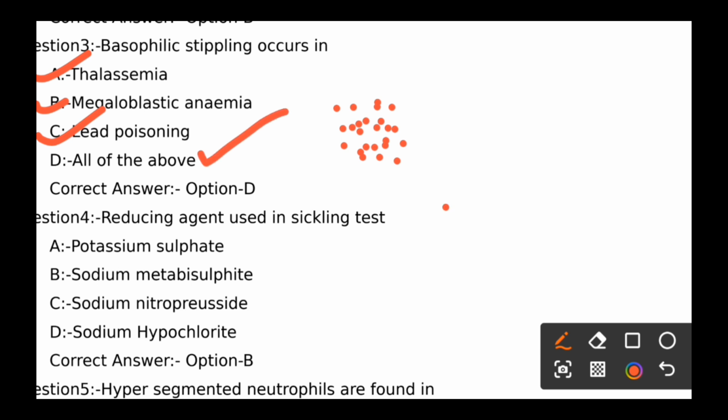Next one, reducing agent used in sickling test. Sickling test means detection of sickle cells or sickle shaped RBCs or crescent red cells. Options: potassium sulfate, sodium metabisulfate, sodium nitroprusside and sodium hypochlorite. The right answer is option B sodium metabisulfate.